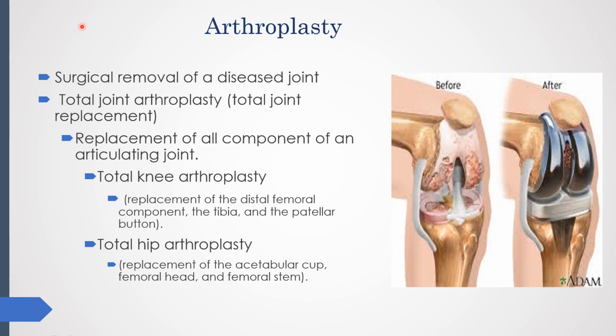Basically, the joints that are usually replaced include the hip, knee, and finger joint. In some cases, there has been shoulder, elbow, wrist and ankle replacement, but it's very rare. It's less frequent. Arthroplasty, as I said, is a removal of a diseased joint, and it is replaced with a prosthetic or artificial material, which usually is made of either metal or plastic.